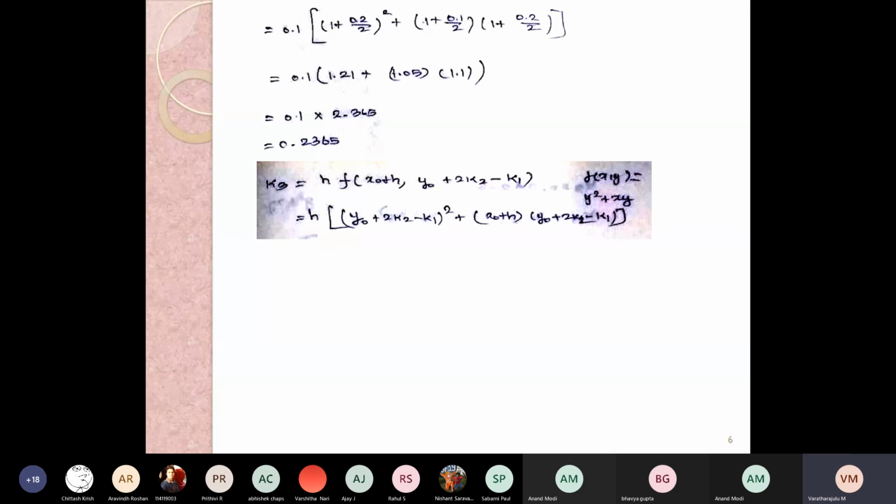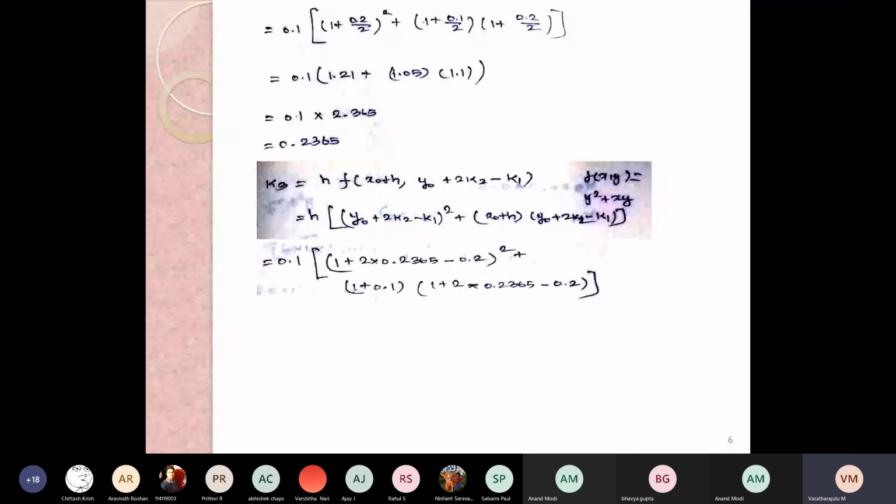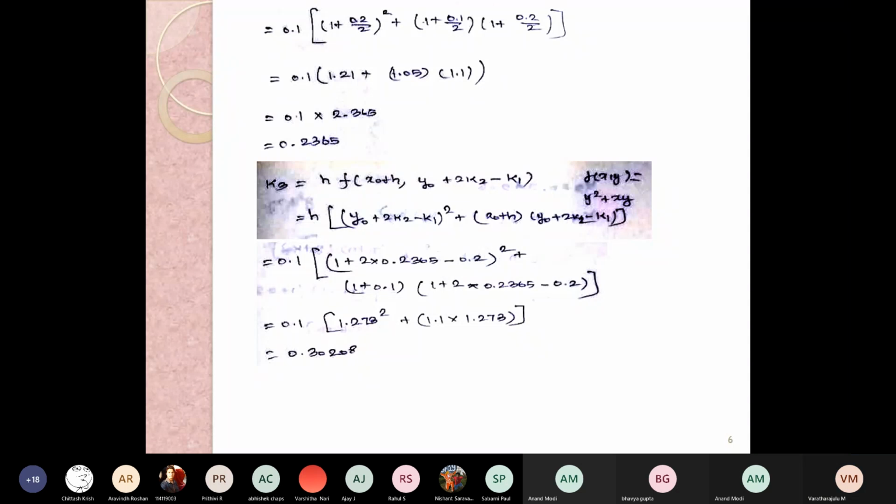And yes, now go ahead. By applying the basic values, we will get the results for K3. Yes, good. K3 is equal to 0.30208. We will wait once you calculate and tell me if it was the same result. Once you get the same result, we'll move further.